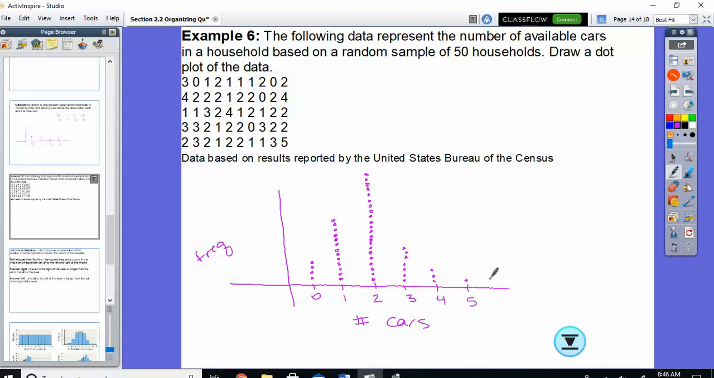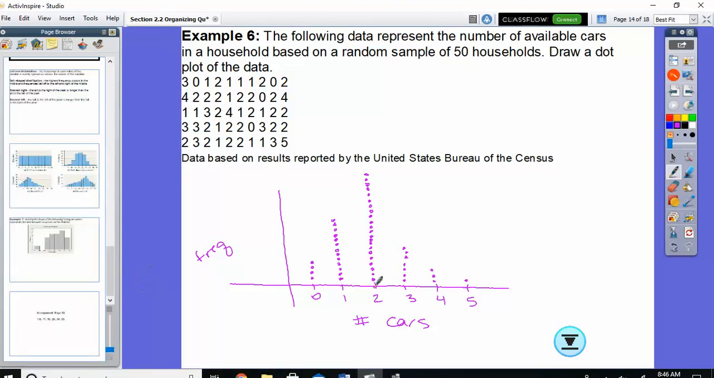Is this a preferred method? Do you like drawing 22 dots? Probably not. It's easier to just draw a box going up to 22. But it is another type of graph that you could see at some point, so I want to make sure you've seen it.